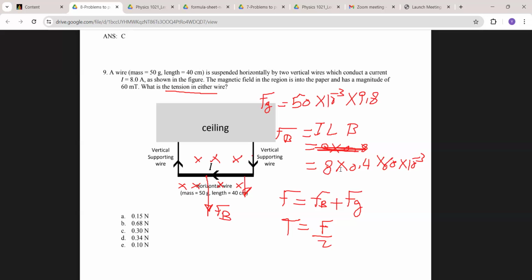This is the total force, divided by 2 would be 0.34. So the answer is B. And doctor, why did you divide the tension by 2? Because actually I have two wires. So each wire supplies half of the force. Oh, okay. All right.